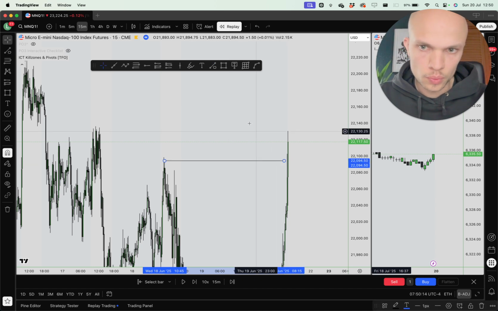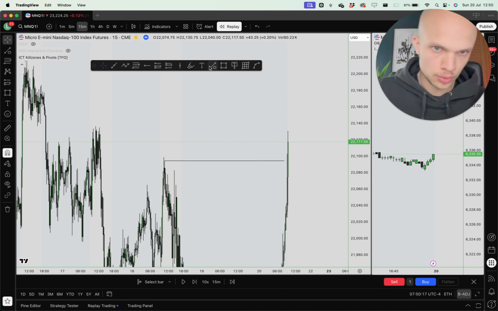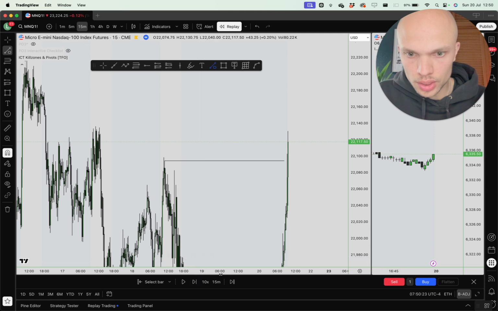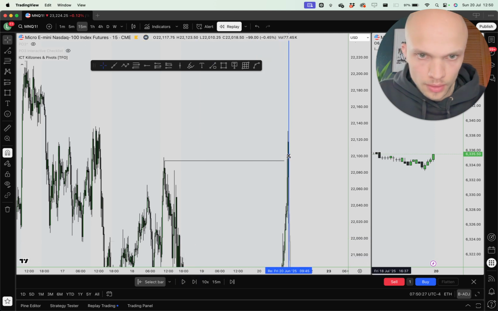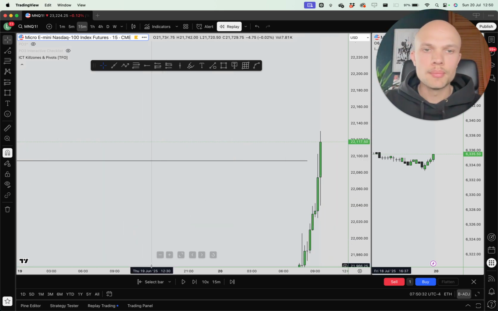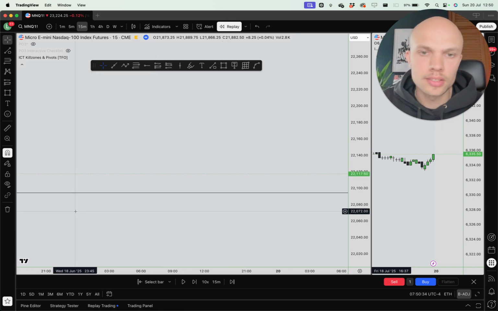So we swept this liquidity here. This could be London highs or some kind of New York highs or something. Are we going to sweep these as well? Let me just see. No, okay, that's fine. For example, say we swept these as well, this would be a perfect example. But we swept liquidity there, so we swept external liquidity.